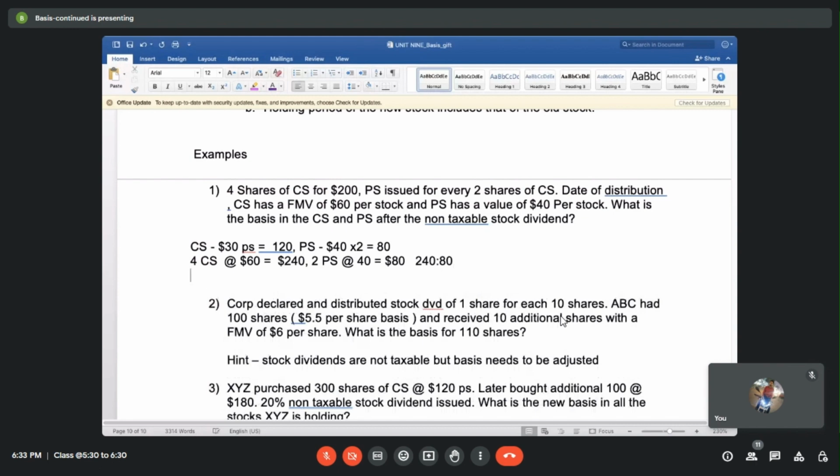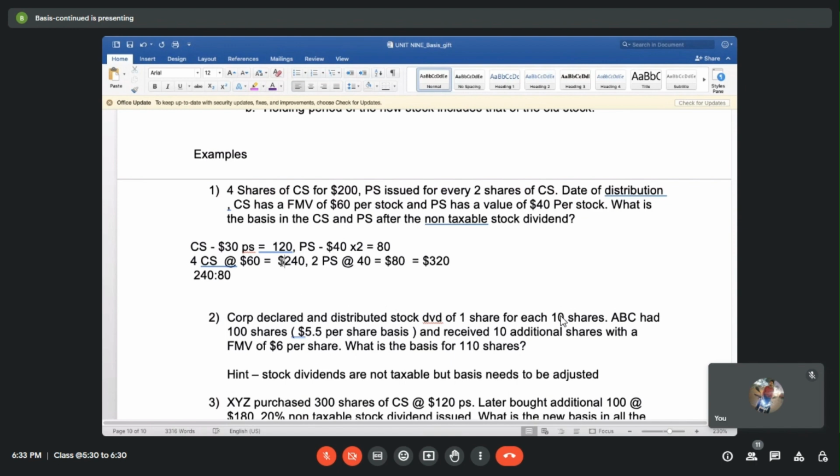So what will it be? So now we got the total value of how much? Total value of all the stock is how much? 320? 240 plus 80. How much is it? 320, right? And now 320 needs to be divided in the ratio of the fair market value.